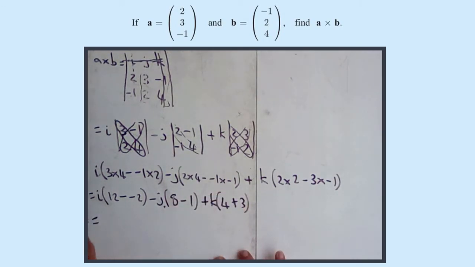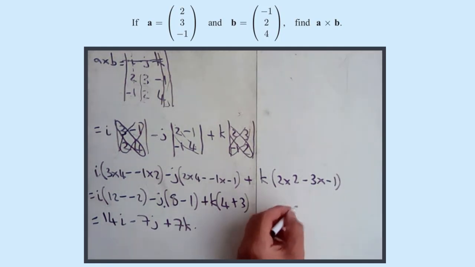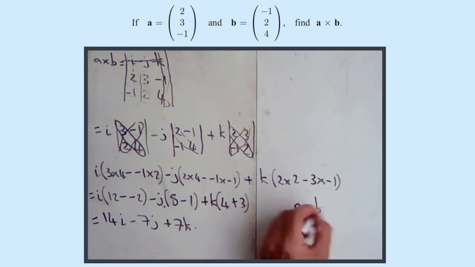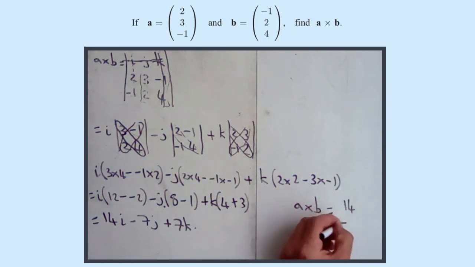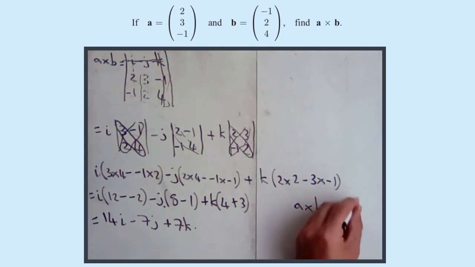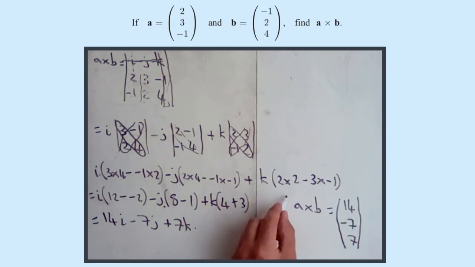So finally, that equals 12 minus 2 is 14, so it's 14i, and then you've got 8 minus 1 is 7, so minus 7j, and then you have 4 plus 3 is 7, so plus 7k. So the final result, A cross B equals (14, -7, 7). And then I guess you could pull a 7 out of it, but I'm not going to bother.